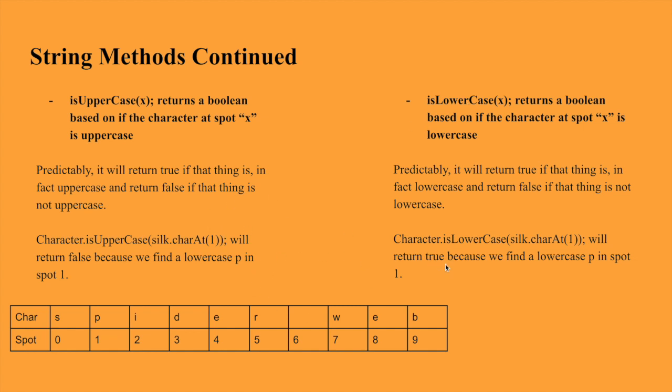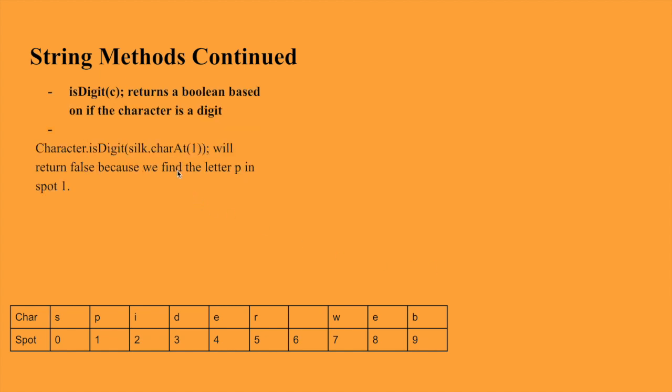And I have some examples here. You can test them with Silk if you want on your own, but I'm not going to really run through them because they're not super used in this course. isDigit is kind of a similar thing. It returns a boolean based on if the character is a digit, and so if we're doing Character.isDigit, dot charAt(1), that will return false because we find the letter P in spot 1 and P is not a digit.